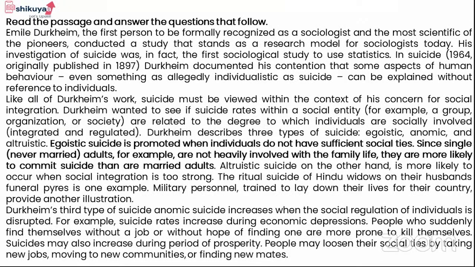Can you see this? On the first page, the second passage talks about different types of suicide. The passage is not only about types of suicide; it is about the behavior of an individual in different ways. Is it altruistic? No. Egoistic suicide is promoted. Look at this, I have highlighted it. Describe three types of suicide: egoistic, anomic, and altruistic. Egoistic suicide is promoted when individuals do not have sufficient social ties. Since single, never married adults are not heavily involved with family life, they are more likely to commit suicide than married adults.